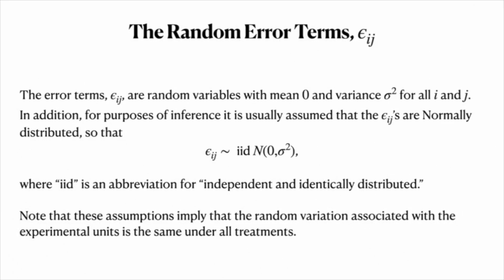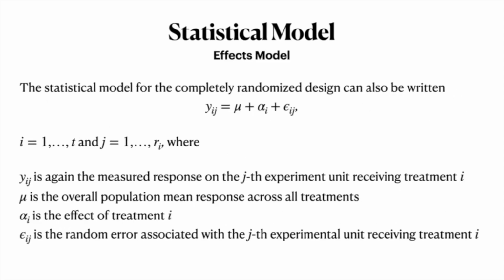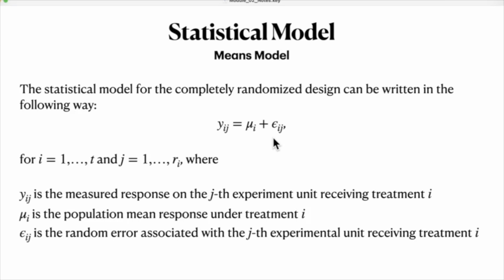All right, now let's talk a little bit more about the random error terms, the epsilon sub ij's. The error terms are random variables, and in particular, they are unobservable. All right, so if we go back here to either the effects model or the means model, if we consider what we, as experimenters, get to actually observe, we only get to observe what is on the left-hand side of this model, the response. Now, we do also know the treatments that are being applied, so that is really encapsulated here on the right-hand side.